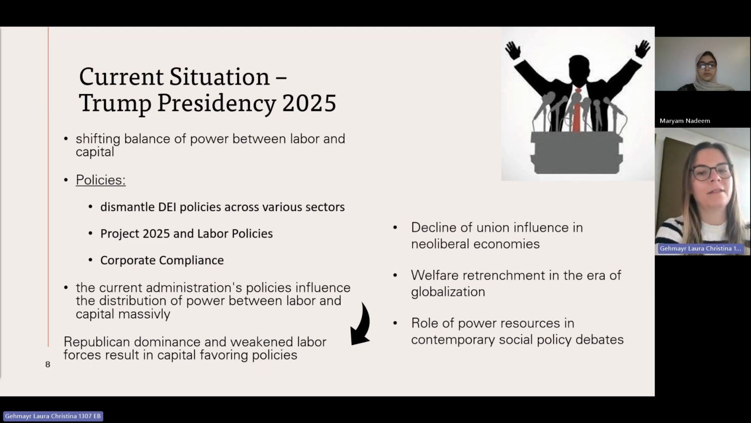So the current political landscape in the US is characterized by Republican dominance and weak labor forces. We can observe a decline of union influence in a neoliberal economy introduced by the Republicans, which means fewer collective worker protections, in a liberal welfare state, which of course the liberal welfare state is already prone to. So this scenario is prime for power resource theory's idea that labor power directly impacts welfare state development.